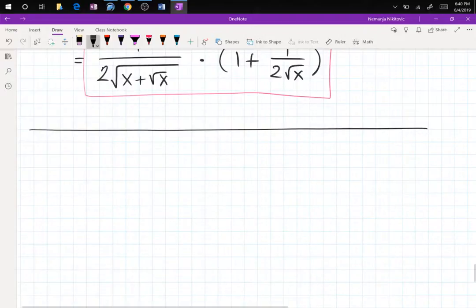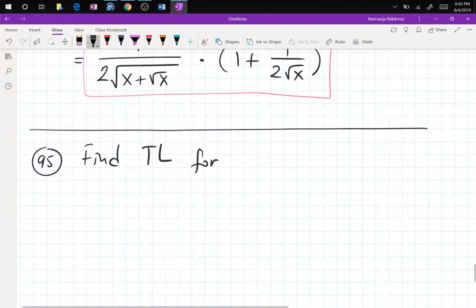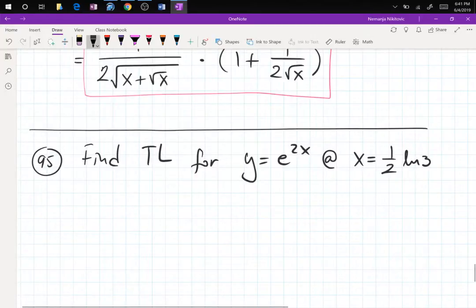So this is problem 95 in the textbook. It says, find the tangent line for y equals e to the 2x at x equals 1/2 ln 3. Now we see that the function has e to the x of some form, and then we see ln 3, so that's great because it's easy to compute in that case.